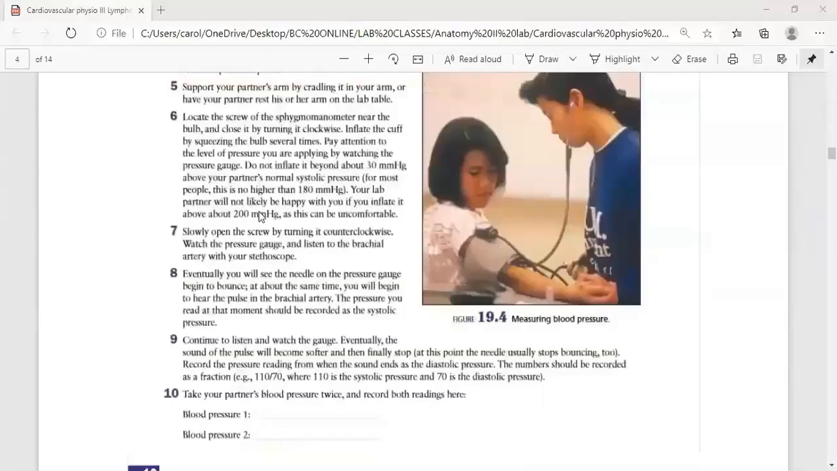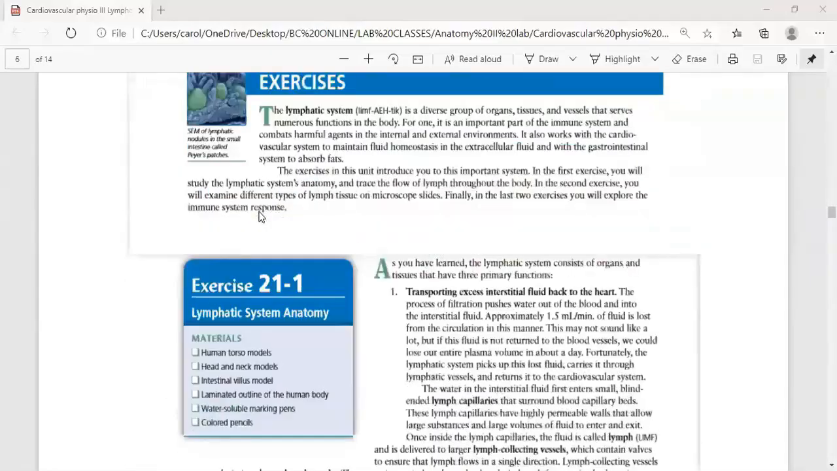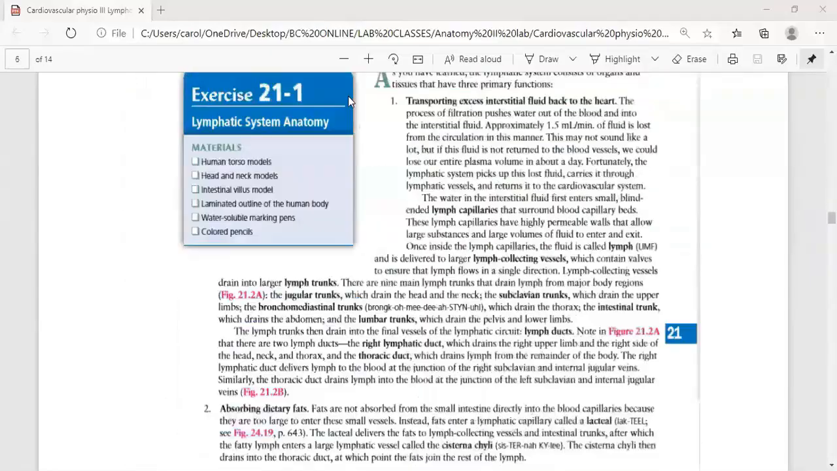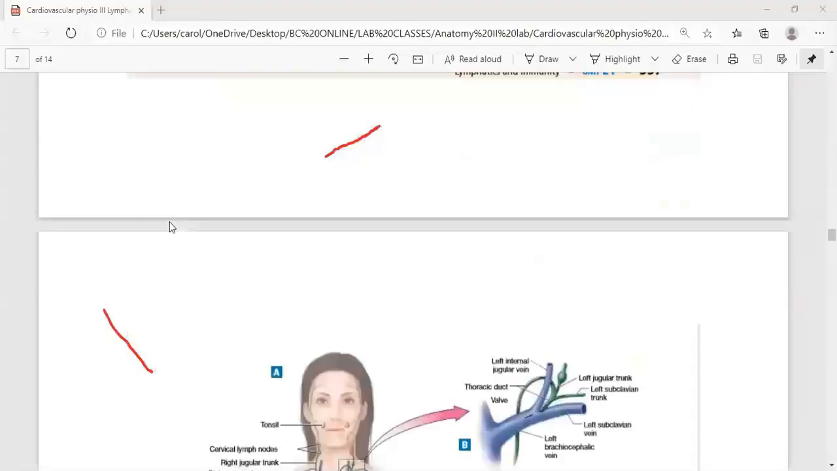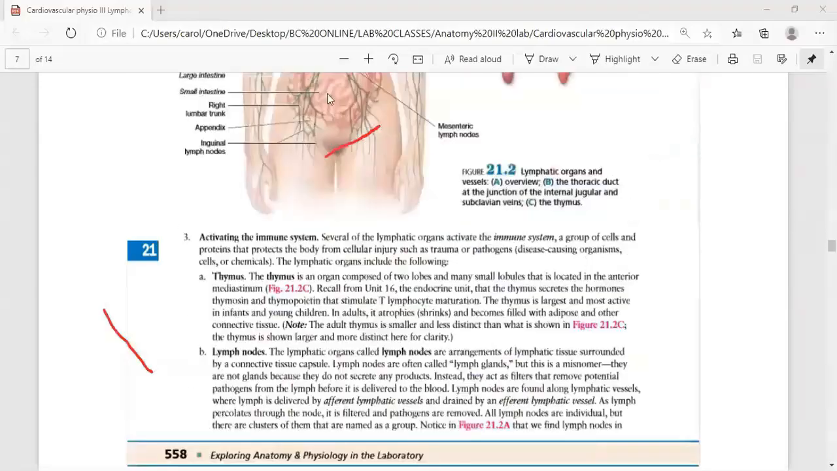Now let's keep going now to the lymphatic system. So the lymphatic system has three main jobs: number one, transport excess fluid. Number two is going to absorb fat. Number three, it's going to activate your immunity.